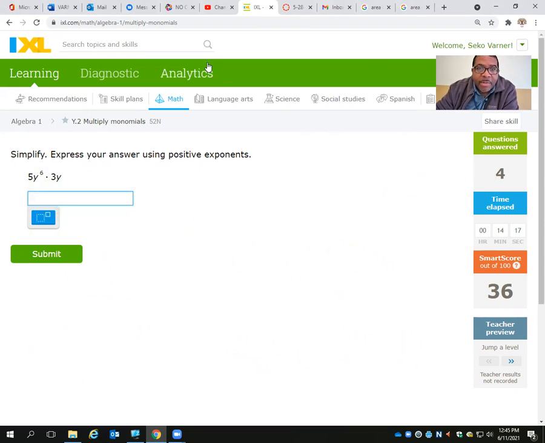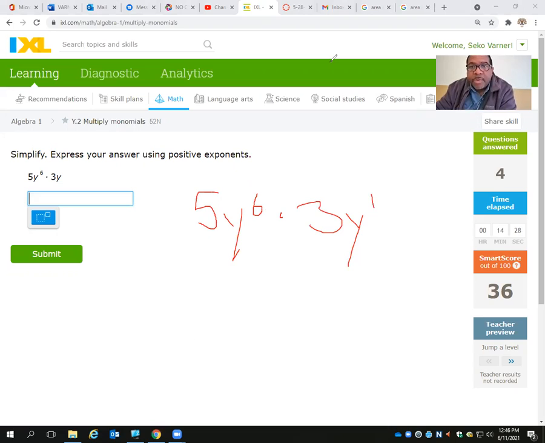It's just like the one we did earlier. And once again, if you don't see an exponent, the exponent is 1. So just imagine that there's a 1 there. Since the y's have the same base, we're going to add the 6 plus the 1. So for the y part, the answer is going to be 7.